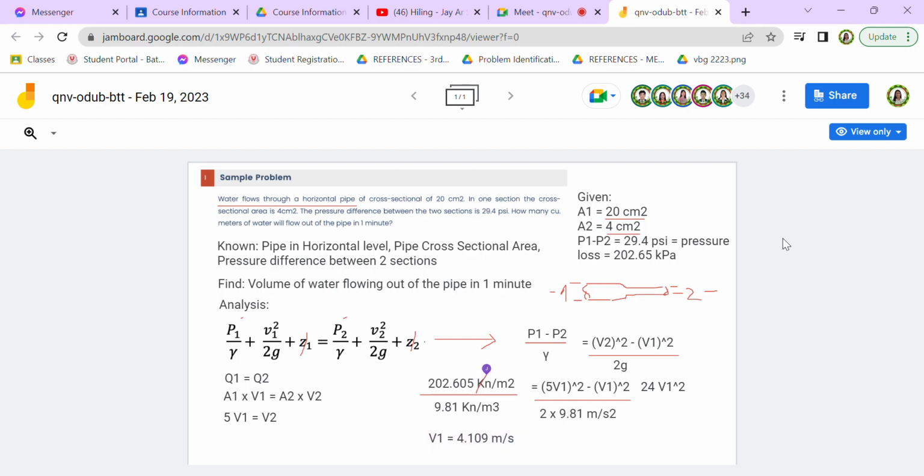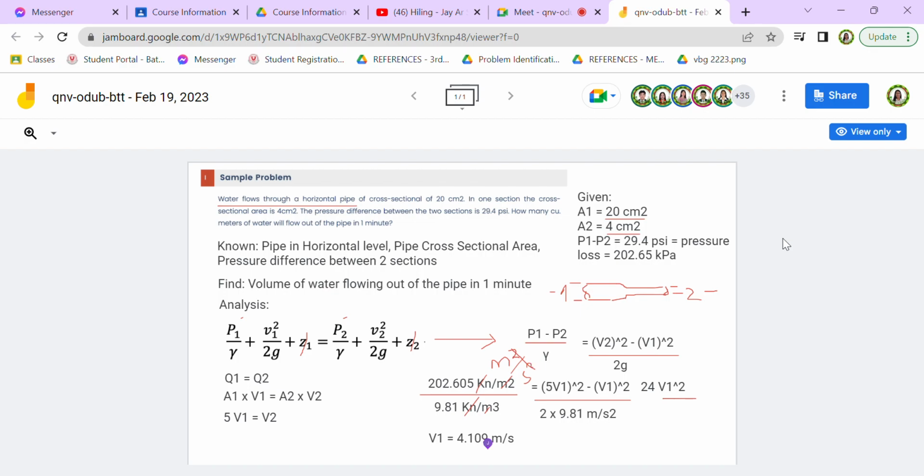So kilonewton, cancel in the numerator. Kilonewton, cancel in the denominator. Cubic meter and meter squared will give us 1 unit or 1 value per meter. Then, multiply natin si meter to second squared will be meter squared per second squared. And then, square root natin yung value. Divide sa 24. So, we'll get meter per second.